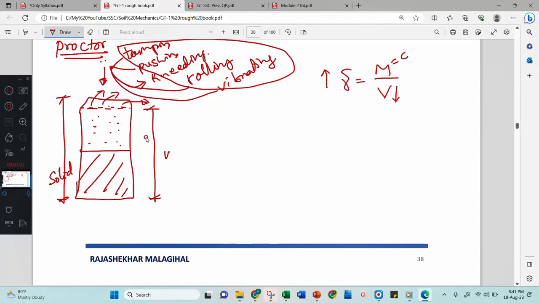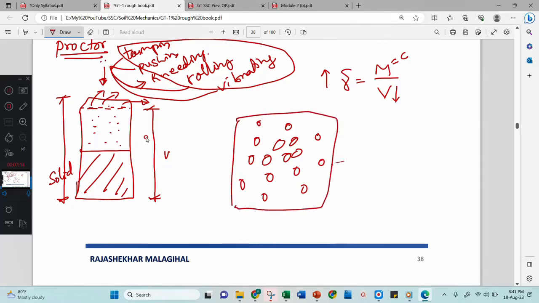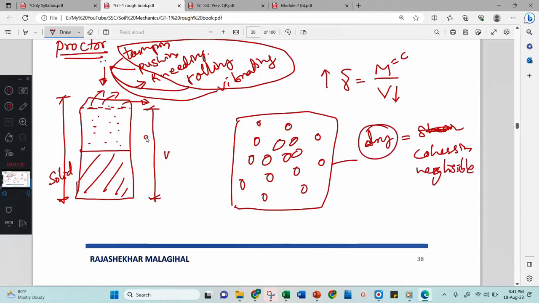Then after that, the soil will have some voids inside, and these voids are air voids, and entrapped air will be there. That's why the particles will be far away from each other. And when soil is in a dry state, its shear strength, or otherwise cohesion, will be negligible. When soil is dry, then cohesion will be negligible.